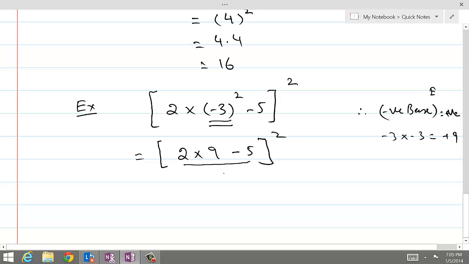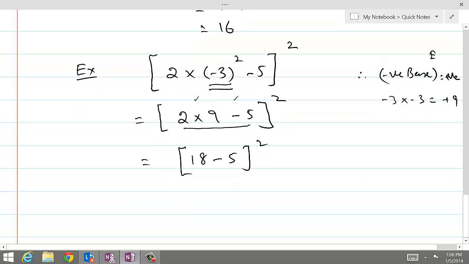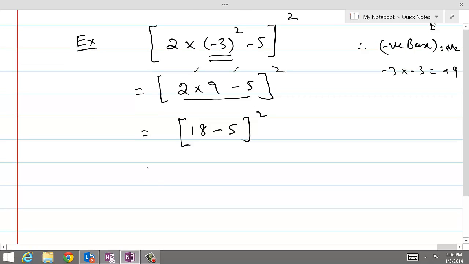But in order to simplify this expression, we can see that we have a multiplication and a subtraction. Therefore, we know that multiplication should be done first. So this would be 18 minus 5 and then whole square. Now inside the bracket there is still an expression. 18 minus 5 is 13 and then square, and 13 times 13 is 169 in standard form. So this is the answer.